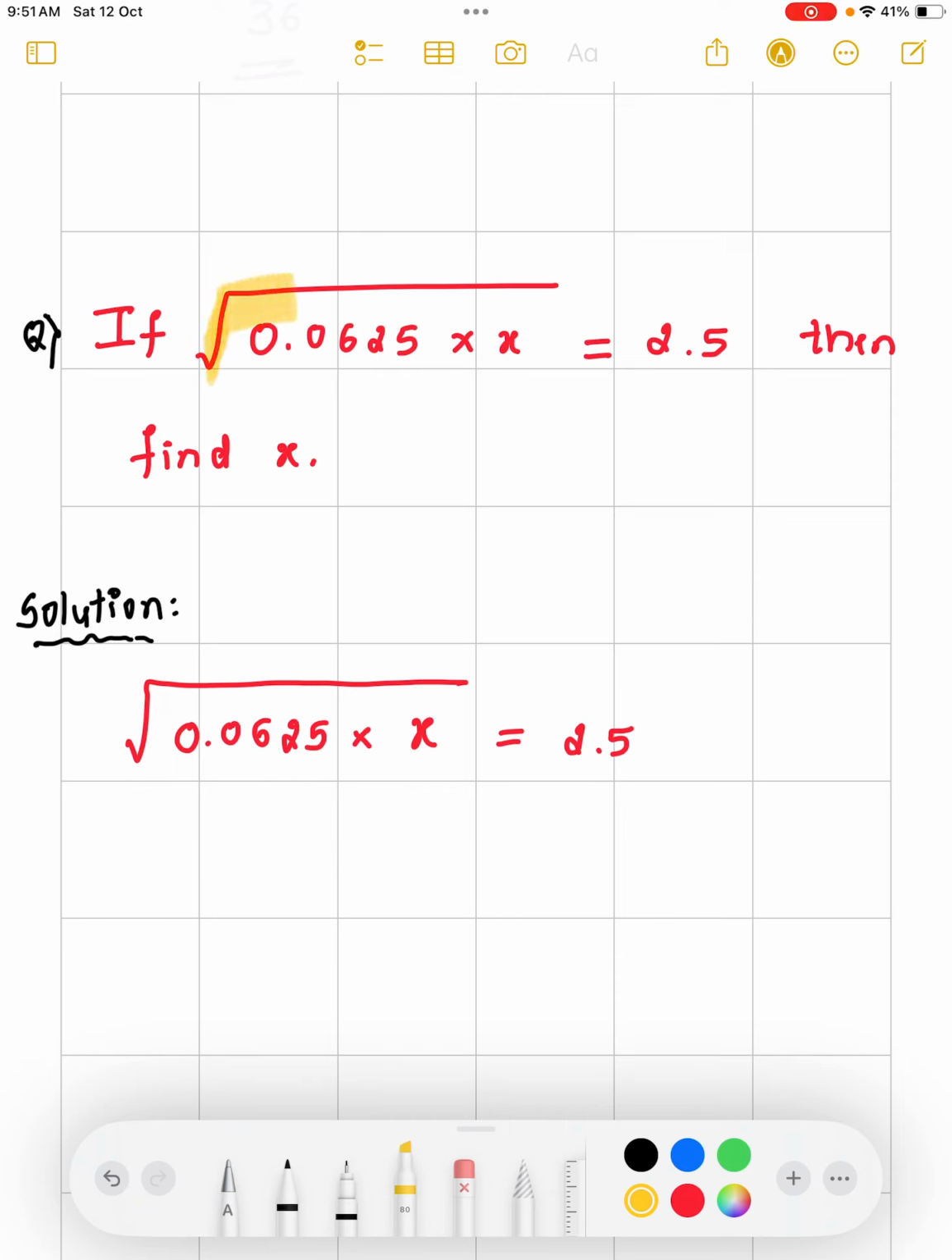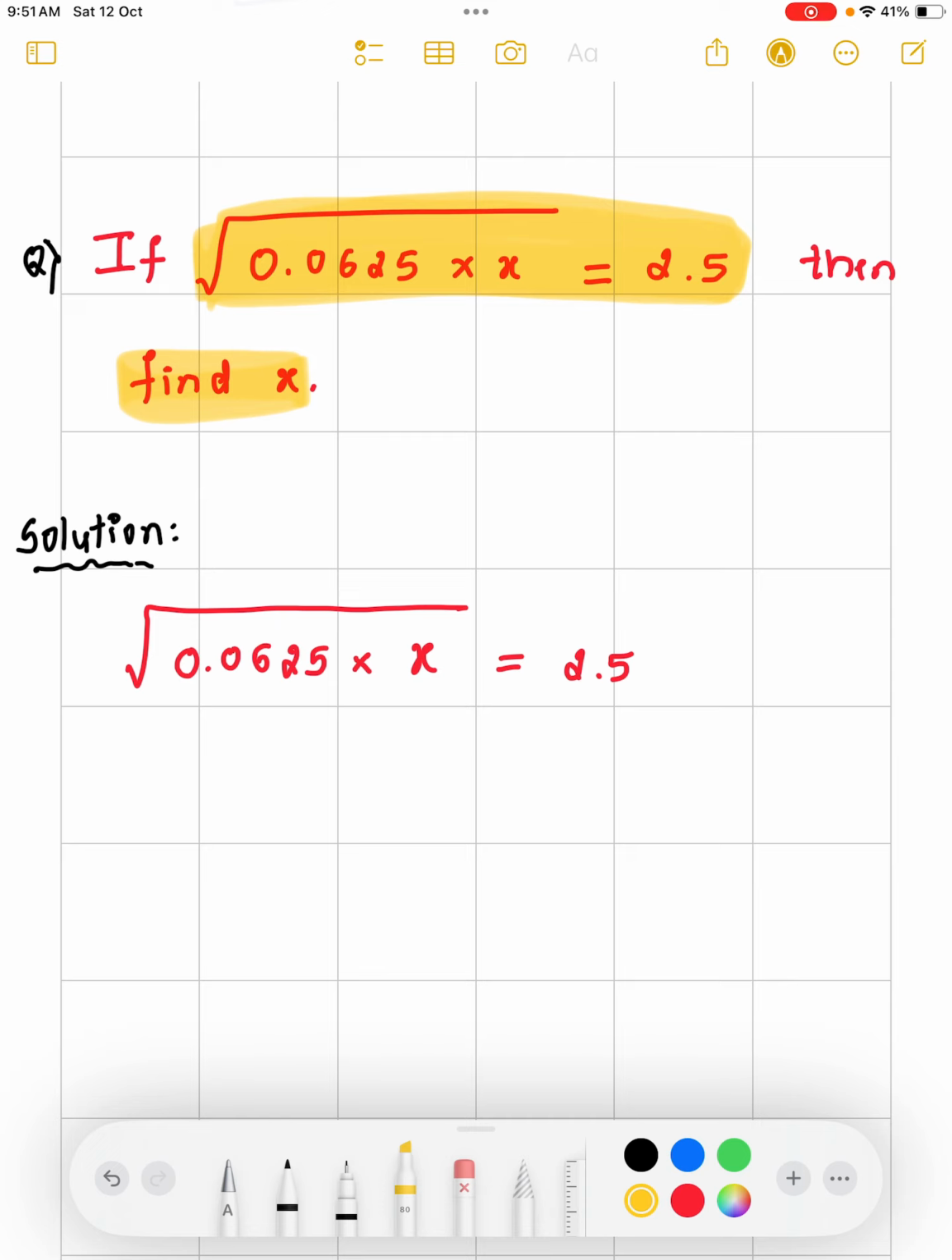So what they have given is the square root of 0.0625 times x equal to 2.5, and we need to find the value of x. So already I have written the given part.